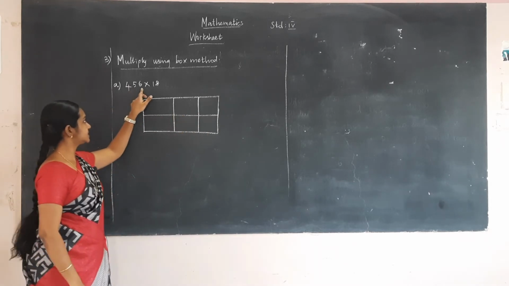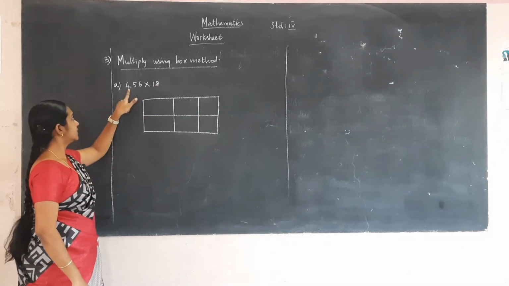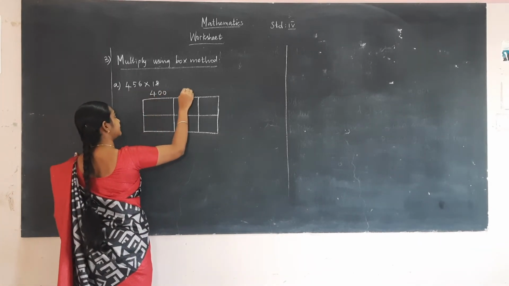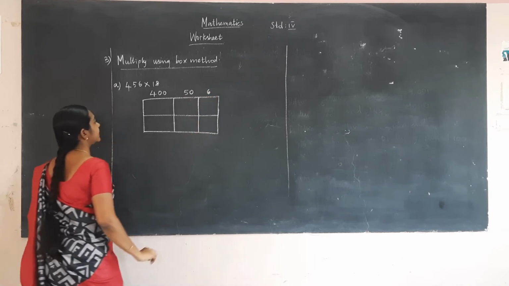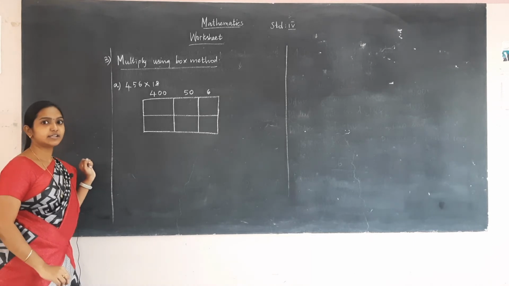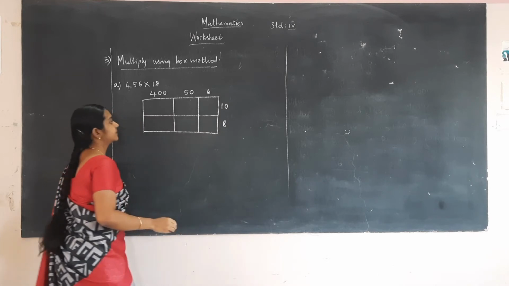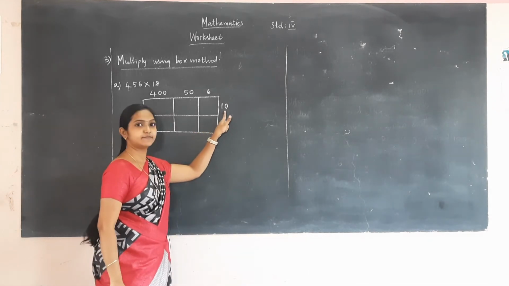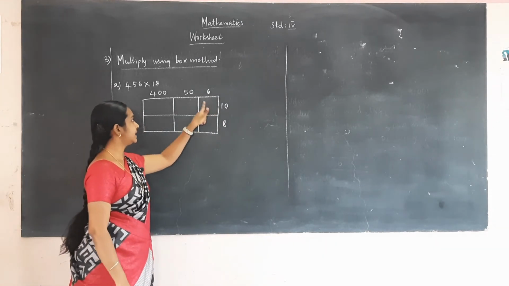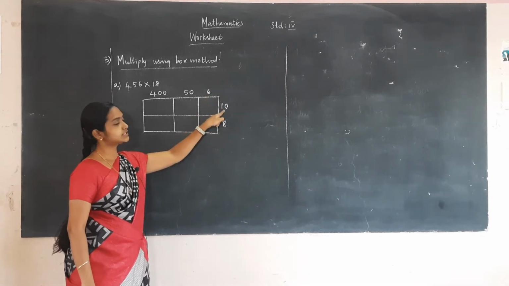For 456 we have 3 columns. For 18 we have 2 rows. Now expand 456 as 400, 50 and 6. Now expand 18 as 10 and 8. We have to write 10 first and then 8. Now we have to multiply 6 and 10 and write it in the box. 6 into 10 is 60.